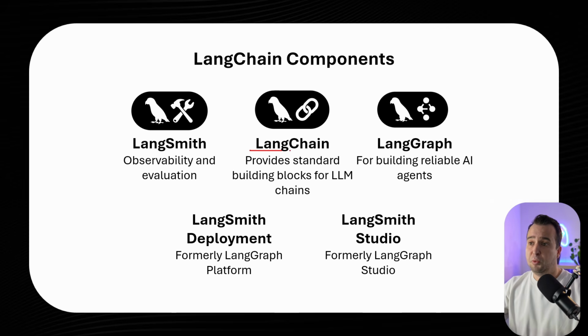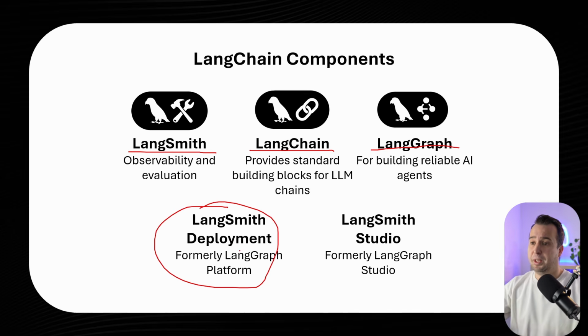So there is LangChain, which is the name of the company, and also the name of the library that provides all the components, like the standard building blocks for building agents. Then there is LangGraph, which is basically providing the application logic for building reliable AI agents. And then there is LangSmith, which is a platform where you can see how your system is working, and you can use this information in order to improve your agent. Then there is LangSmith Deployment, formerly LangGraph Platform, and this is a platform where you can deploy your agent.